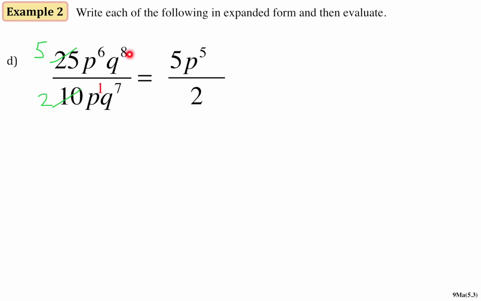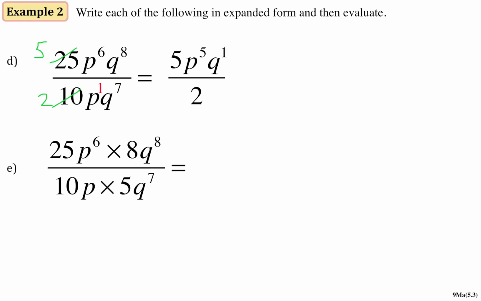Now look at the letter Q. The power of Q on the top is 8, the power of Q on the bottom is 7, 8 take 7 is 1. So we get Q to the power of 1, and we don't actually have to write that 1, we can just write Q. Normally that's what we would do, just write Q.